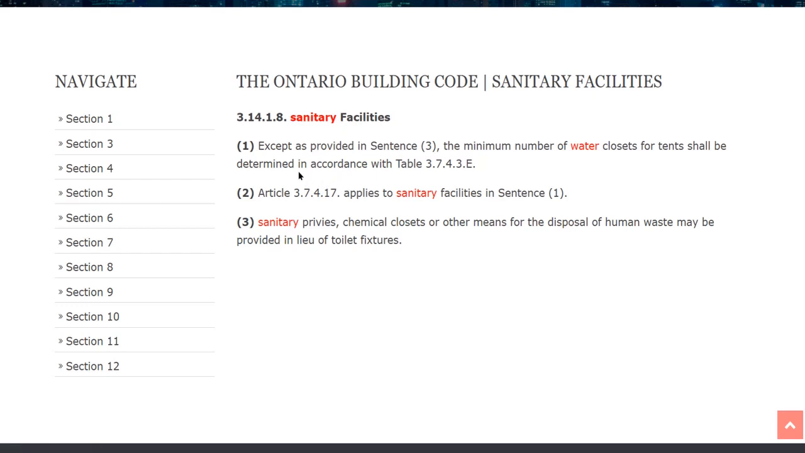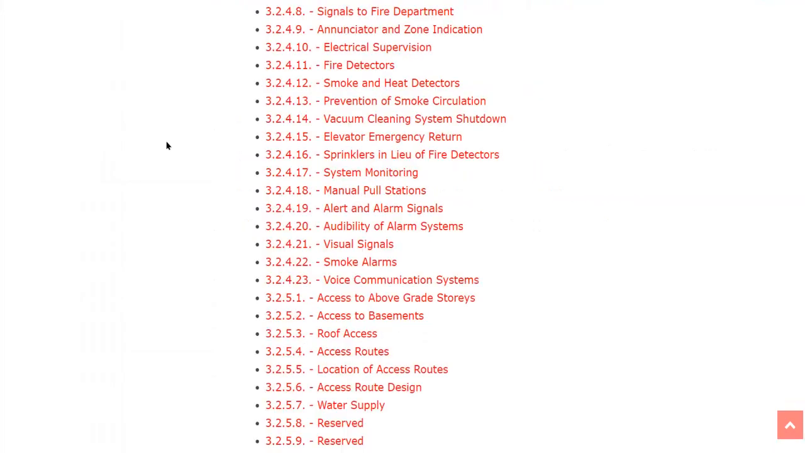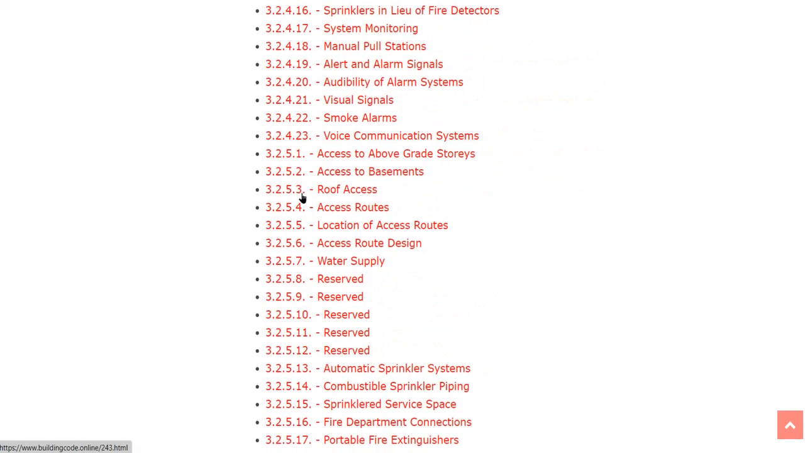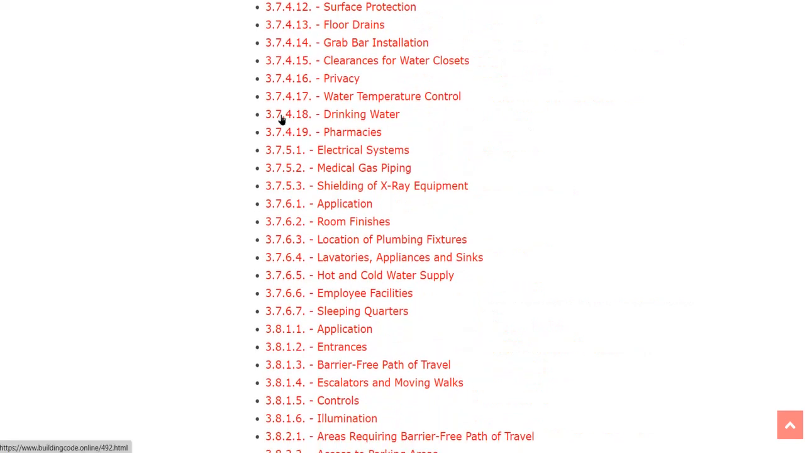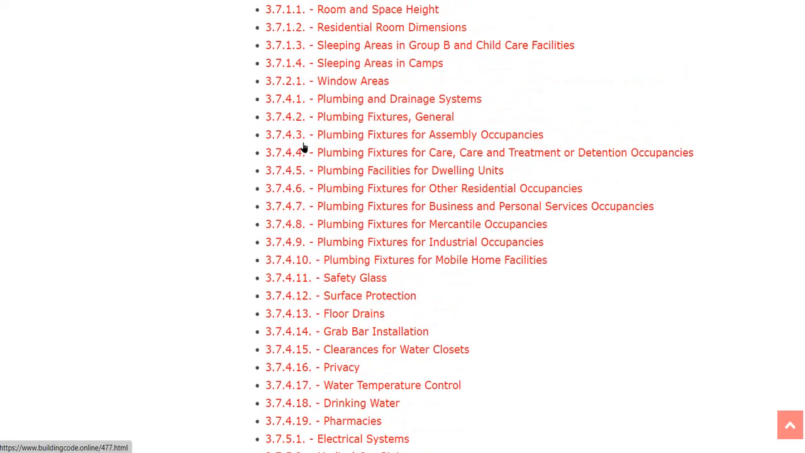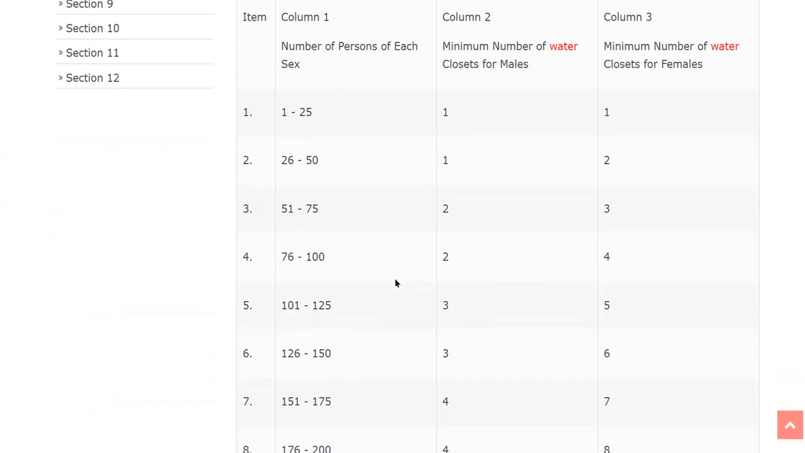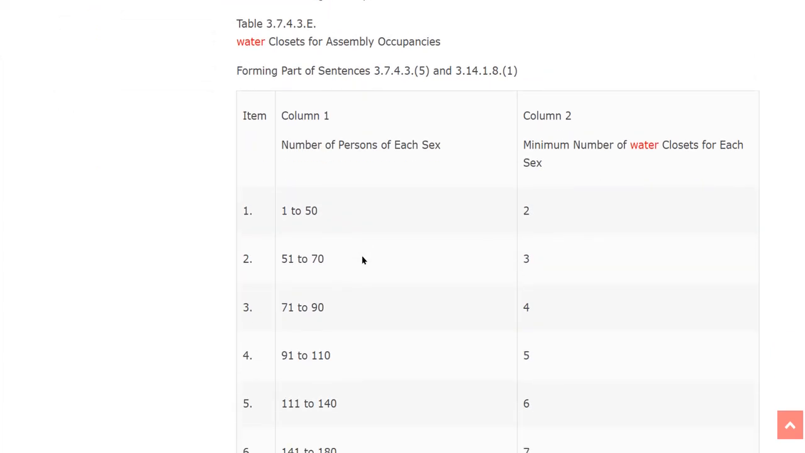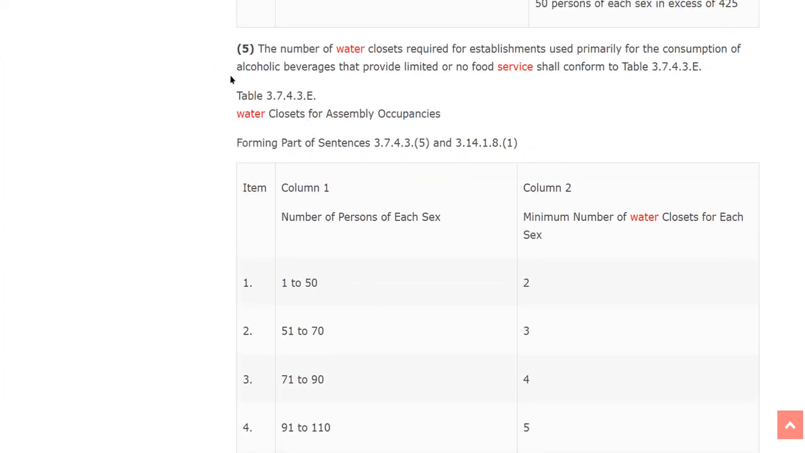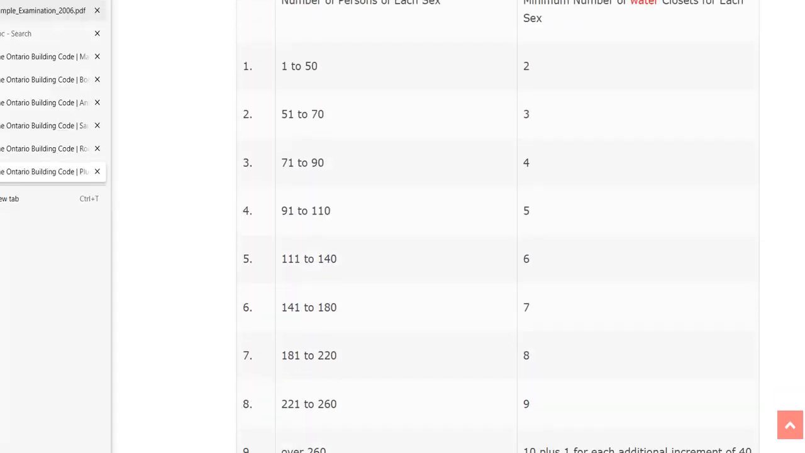Now it's saying that the minimum number of water closets for all tents shall be determined by 3.7.4.3e. Hey, you know what? Let's just go find that section. 3.7.4.3e. Let's see if that's what we were looking at. I think that was it. Yes, it is here. So table number 5 deals with E. Now, this is the trickiness of the question.